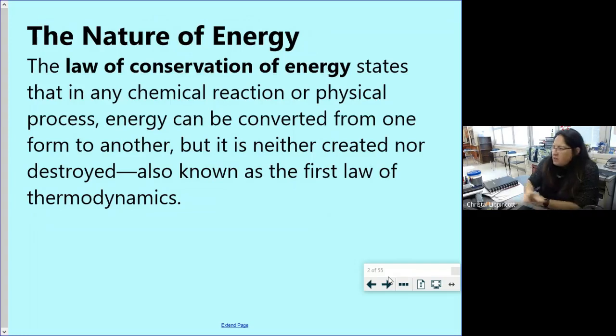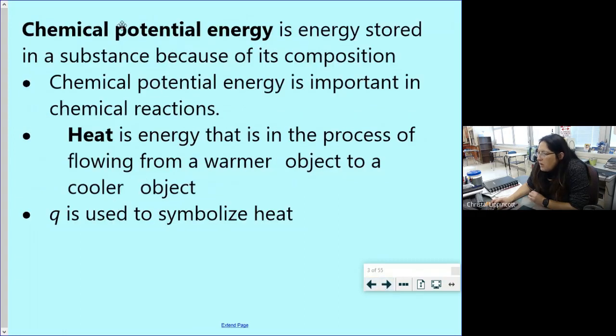All right, the law of conservation of energy says that in any chemical reaction or physical process, energy can be converted from one form to another, but it's neither created nor destroyed. So we're converting it, and sometimes it's converted into friction force, which you would see in physics, and they'll talk about friction a lot in there. Chemical potential energy is the energy that's stored in a substance because of its composition.